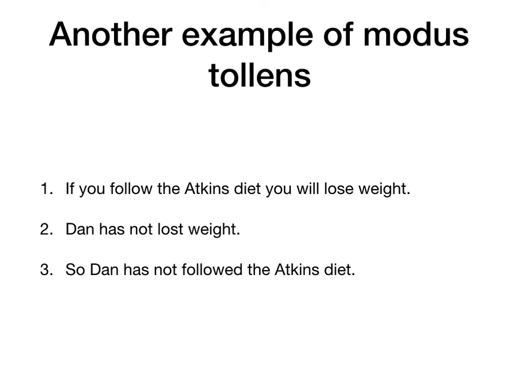So anyway, if you follow the Atkins diet, you will lose weight. Dan has not lost weight, so Dan has not followed the Atkins diet, right? If it's really true that everybody who follows this diet loses weight, you know from the fact that somebody didn't lose weight that they didn't follow the diet, right? So modus ponens and modus tollens: if A, modus ponens, A, so B, is a valid form of argument. Modus tollens, if A, then B, not B, so not A, also a valid form of argument. And both of these will be really important in this class, right?